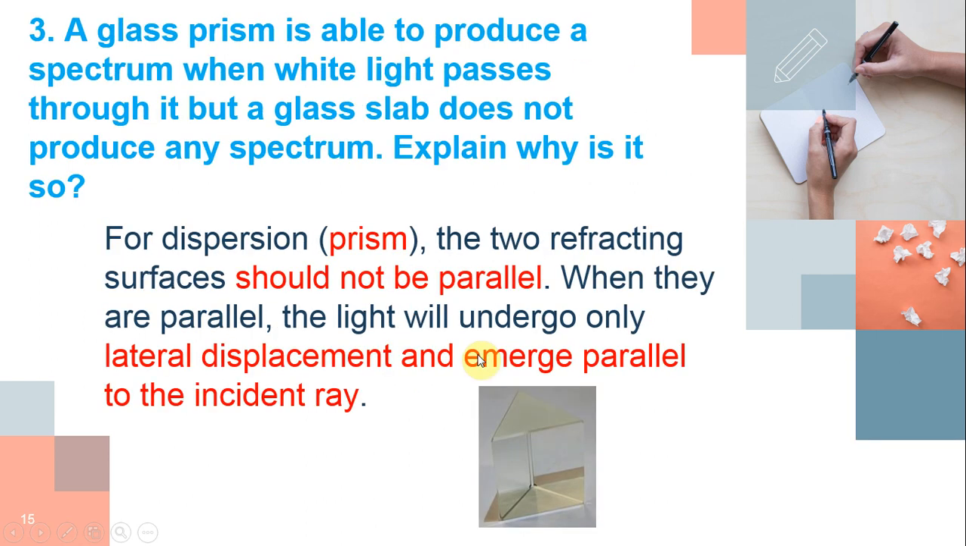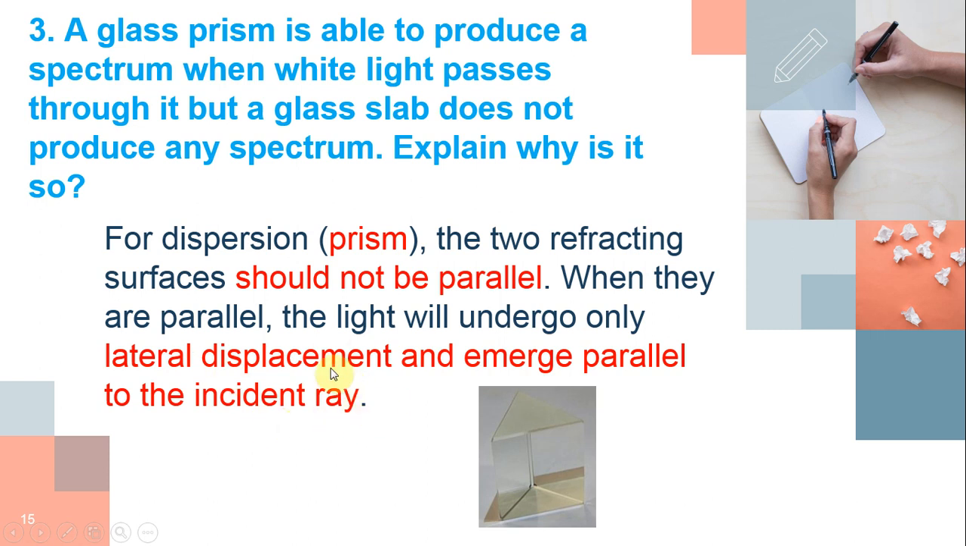The next question. A glass prism is able to produce a spectrum when white light passes through it, but a glass slab does not produce any spectrum. Explain why is it so? For a prism or dispersion, the two refracting surfaces should not be parallel. In a prism, no two refracting surfaces are parallel. When they are parallel, the light undergoes only lateral displacement and emerges parallel to the incident ray.